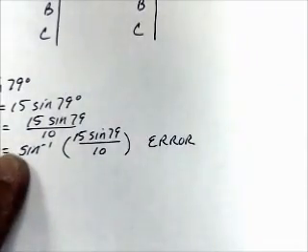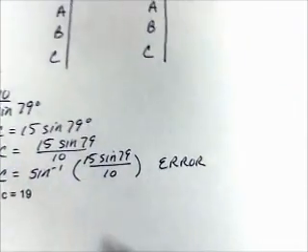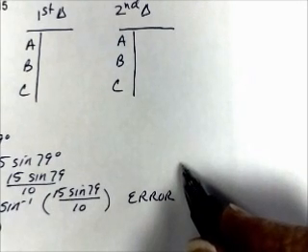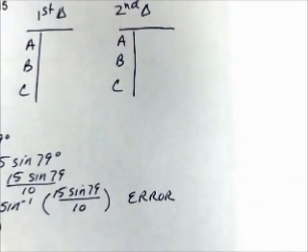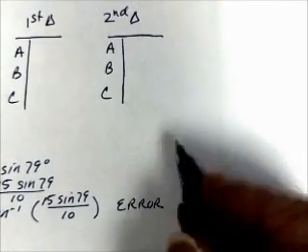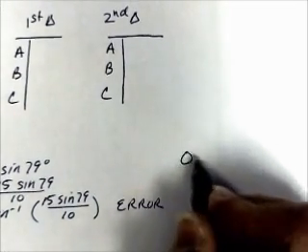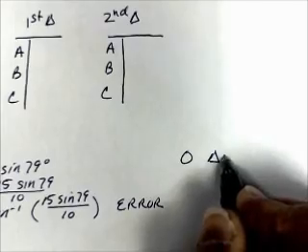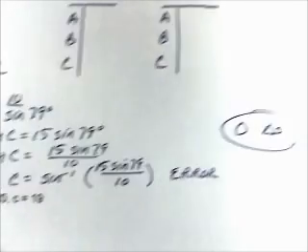So it's just not possible to construct any triangles given an angle of 79 degrees and side lengths of 10 and 15. So this is 0 triangles. No triangles.